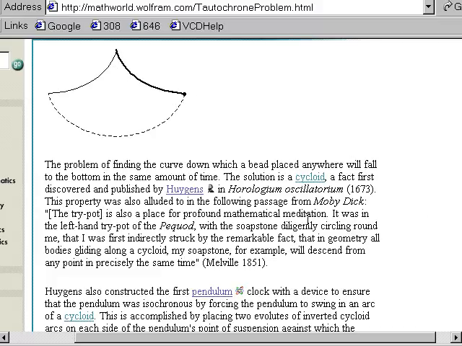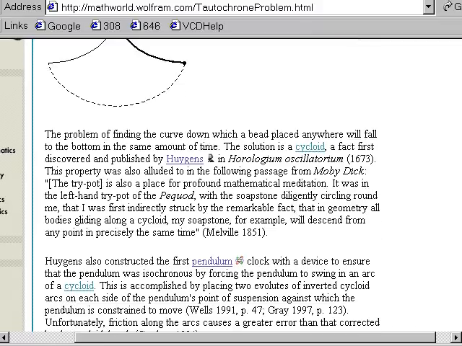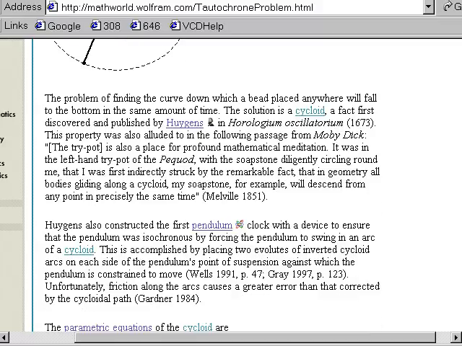Now, interestingly enough, this function actually made it into Moby-Dick. I didn't check the page reference, but he says here, indirectly struck by the remarkable fact that in geometry, all bodies gliding along a cycloid, my soapstone, for example, will descend from any point in precisely the same amount of time. So Herman Melville knew about the tautochrone, or this cycloid, and worked it into the great white whale there, Moby Dick.